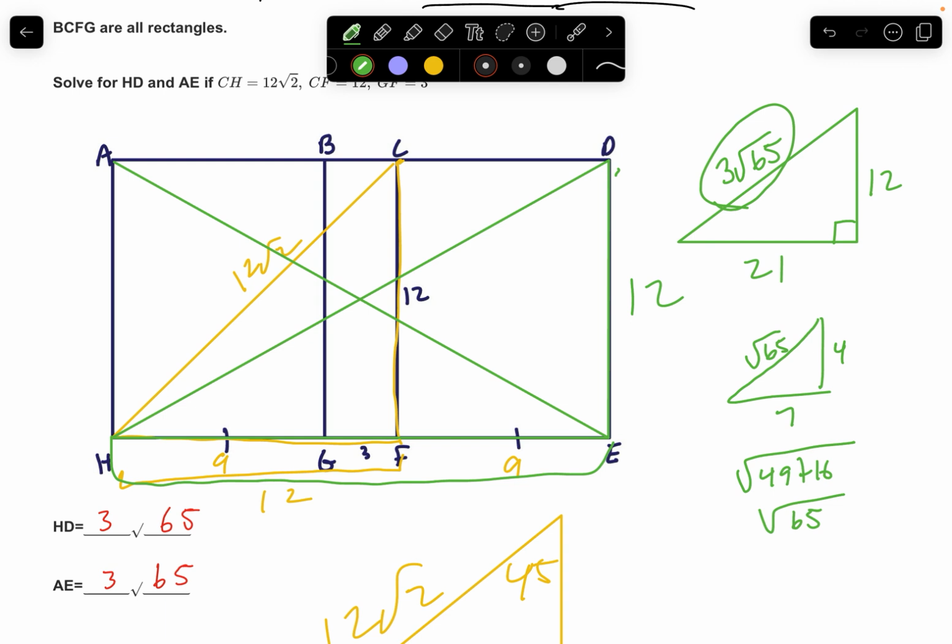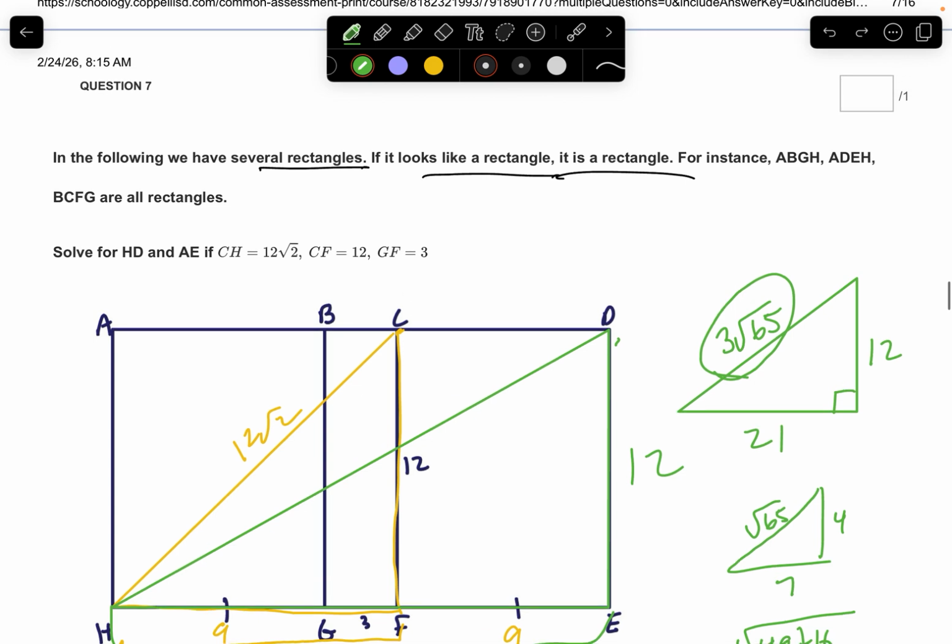Rectangles, rectangles, rectangles. Oh yeah, that's a great question. Love it. That's a hard question.